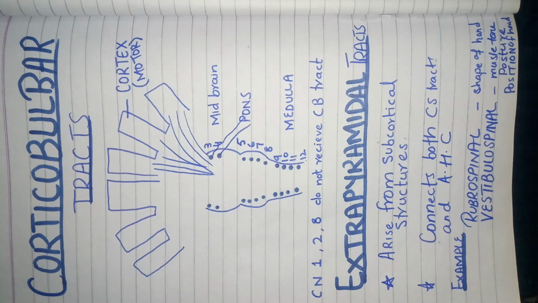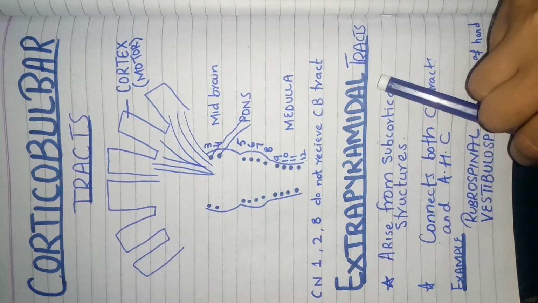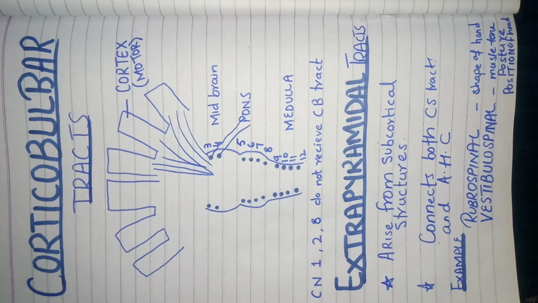Now I would like to talk about the second component, that is the extrapyramidal tracts. Now, pyramidal tracts and extrapyramidal tracts: the first differentiation you can make is that pyramidal tracts originate from the cortex.